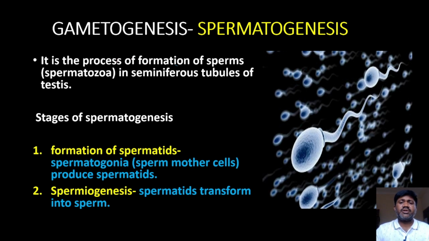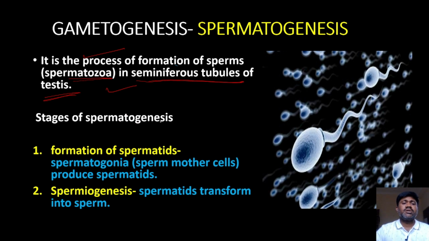Now let's try to understand the spermatogenesis process, which occurs in the male reproductive system. It is the process of formation of sperms or spermatozoa in the seminiferous tubules of the testis. In the male reproductive system, testes are the primary reproductive organs. In the testis, seminiferous tubules are there, and in the seminiferous tubules these sperm cells are formed. So the spermatogenesis process occurs in the seminiferous tubules of the testis.